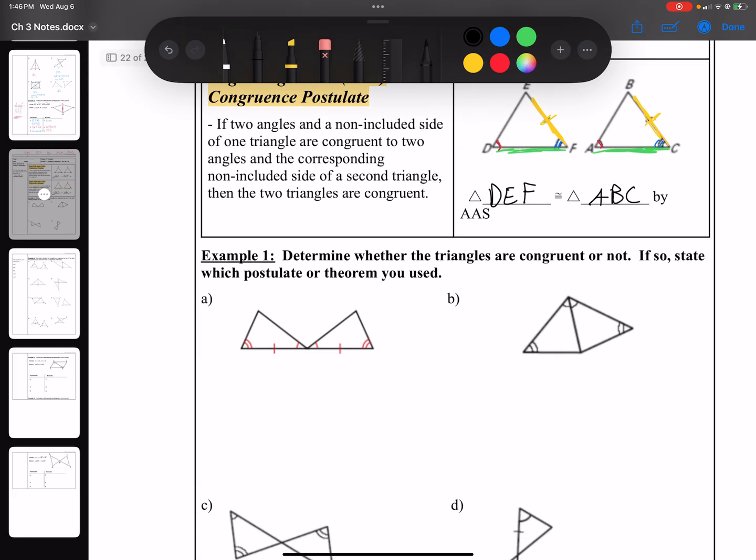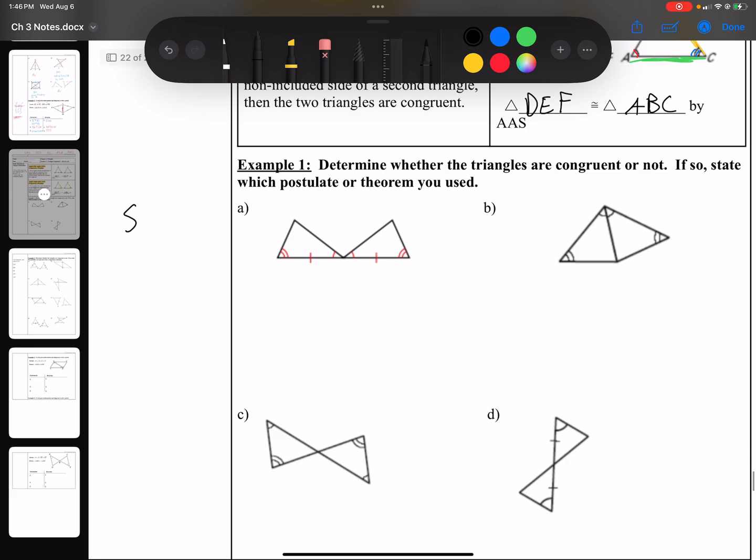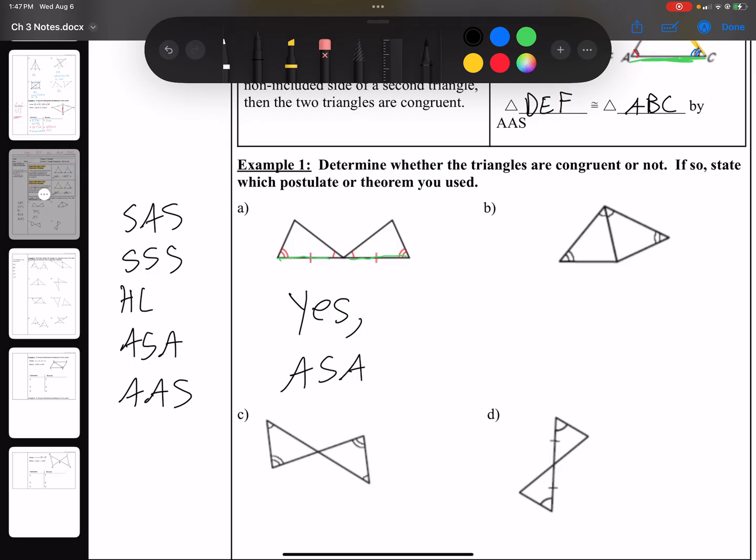Determine whether they're congruent or not. If so, state which postulate or theorem you used. We have 5 options: side, angle, side; side, side, side; HL; angle, side, angle; or angle, angle, side. Well, in A, I have two pairs of equal angles, and the side that connects them, that's in between them, is congruent. So yes, those are congruent by angle, side, angle.